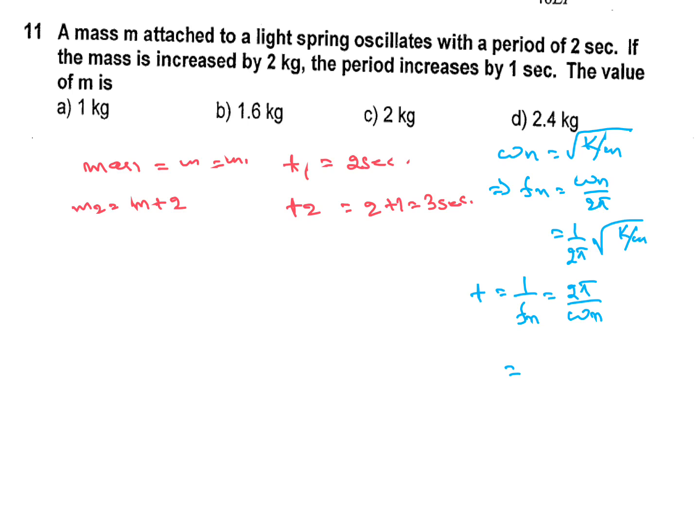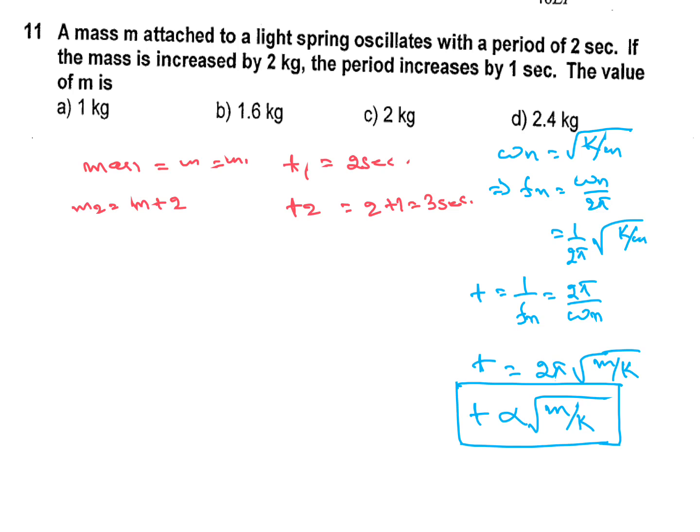So it will come 2 pi into root over m by k. T is proportional to root over m by k. This one we will use. Here T1 by root over m1 by k equals T2 by root over m2 by k. Stiffness is the same in both cases.